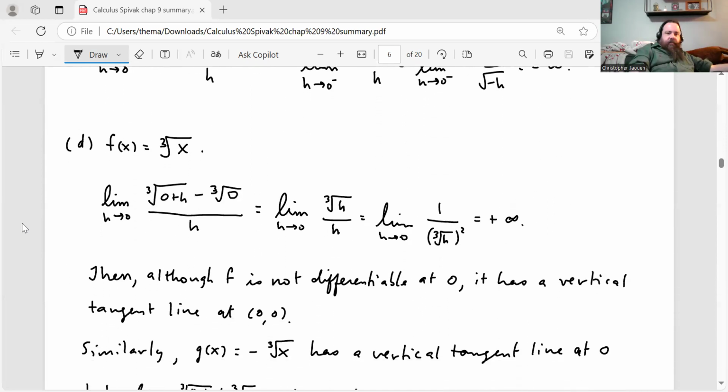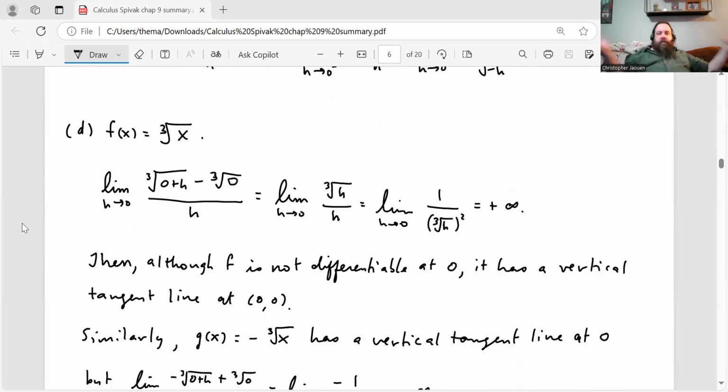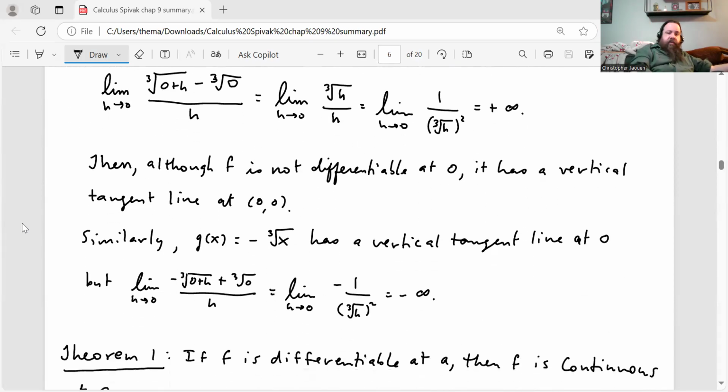We can have other types of behavior as well. If you look at the cube root of x and you take the limit at zero, you get plus infinity. So here, at least the limit goes in the same direction. It doesn't exist, but at least the limit goes in the same direction. What that means is that this function, while the derivative doesn't exist, does have a tangent line. It's the vertical line x equals zero. So you get this vertical tangent line at (0, 0) for that curve.